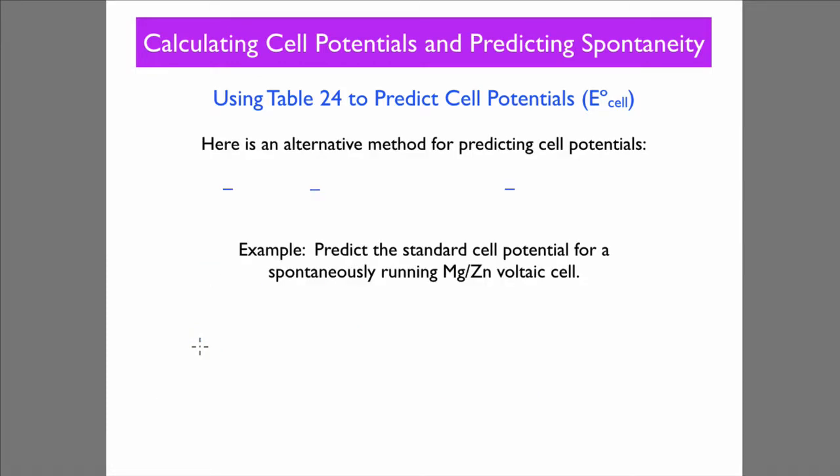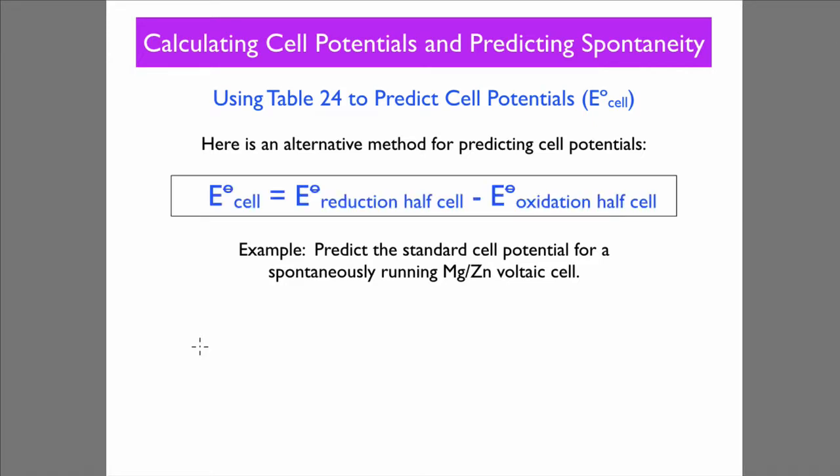We're going to use table 24 to predict another cell potential. Here's an alternative method for predicting cell potentials. I prefer the other way, but there you go. Let's have a look at this one. It's a simple formula. The cell potential equals the cell potential of the reduction half cell minus the cell potential of the oxidation half cell.